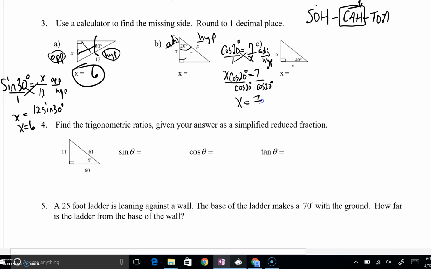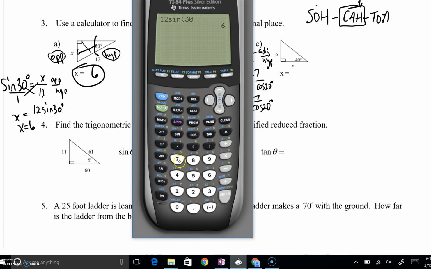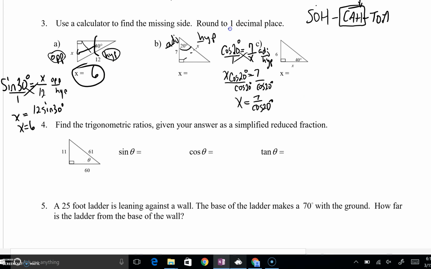we will be able to finish by just typing this into the calculator. Let's type 7 divided by cosine of 20. And you can see we get 7.4 going to 1 decimal place. For our last one, as we are approaching this last triangle here, the 40 degrees, you go directly across, that's your opposite side. The x would be the adjacent side.